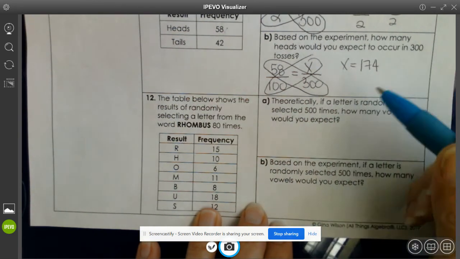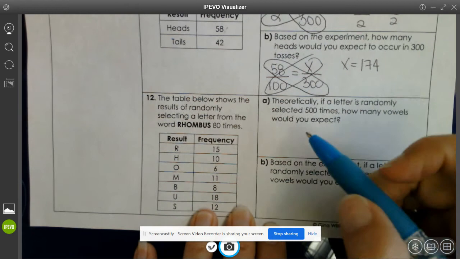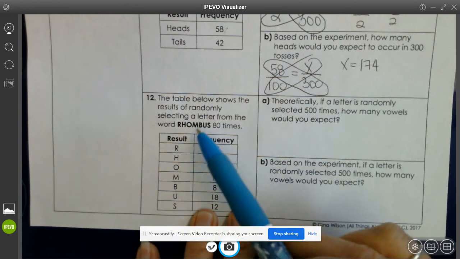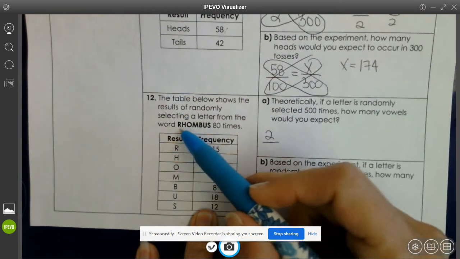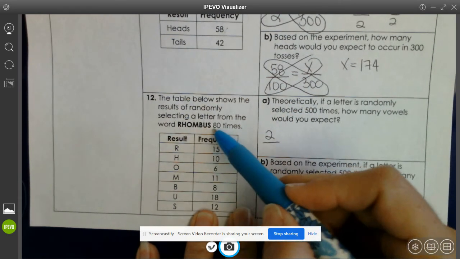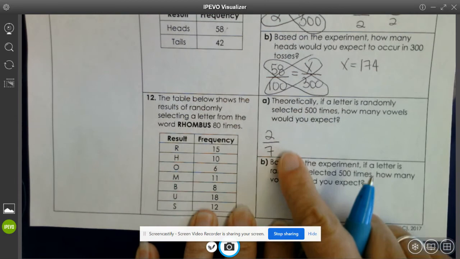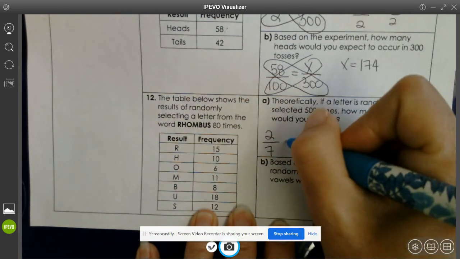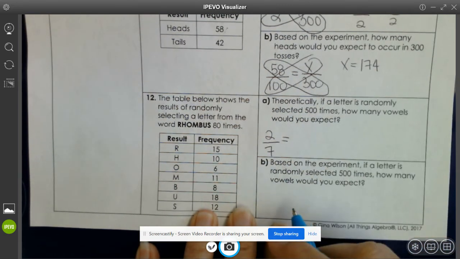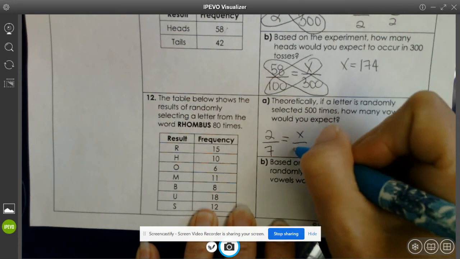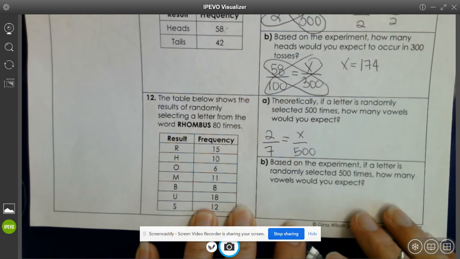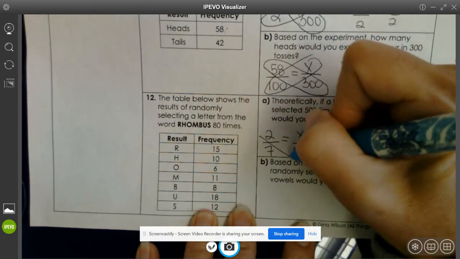Well, that is 2 vowels. Let's see how many. 1 and 2 out of 7 letters. 1, 2, 3, 4, 5, 6, 7. That's the theoretical probability. And then how many would you expect 500 times? So that would be x over 500, right? And then you do the butterfly again.